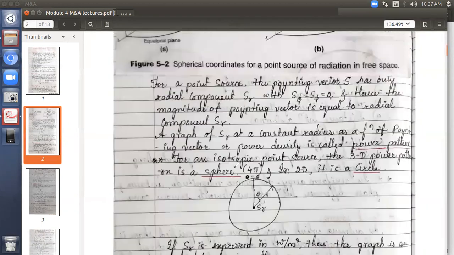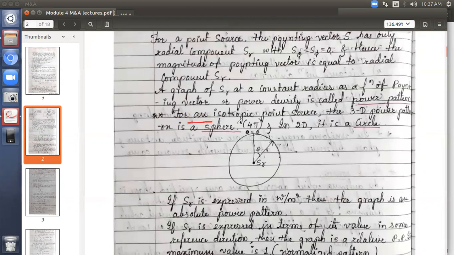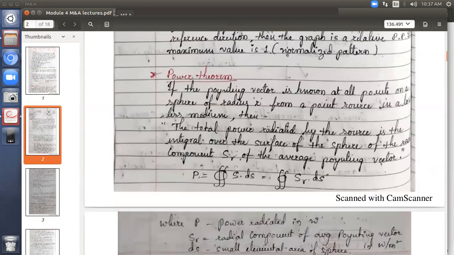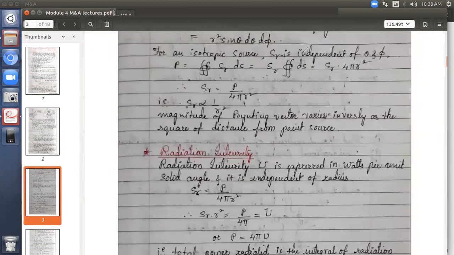Okay, you can see it here. For any isotropic antenna, the three-dimensional power pattern will be a sphere because it will cover the complete omnidirectional space. Okay, in all directions it will radiate uniformly. So it is a perfect sphere. So the angle is 4 pi. Now power theorem, we have seen it already. What is P? It is the surface integral of the radial component of the pointing vector with respect to certain area. We have seen this.